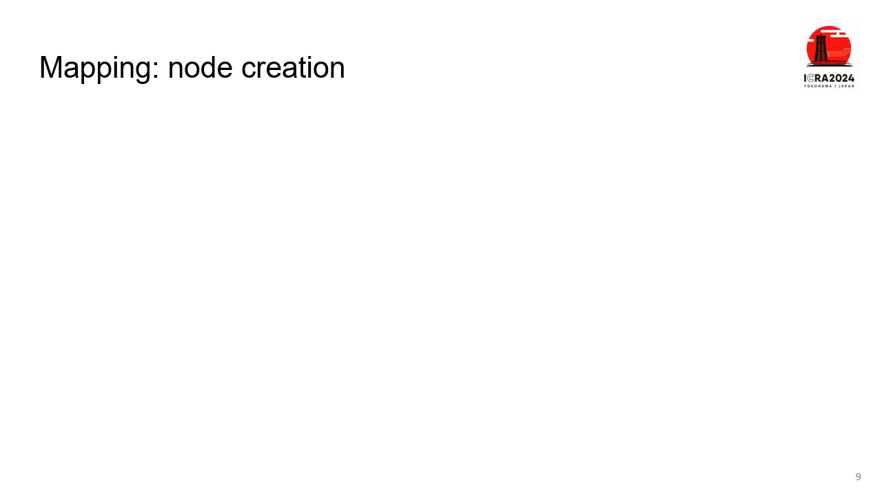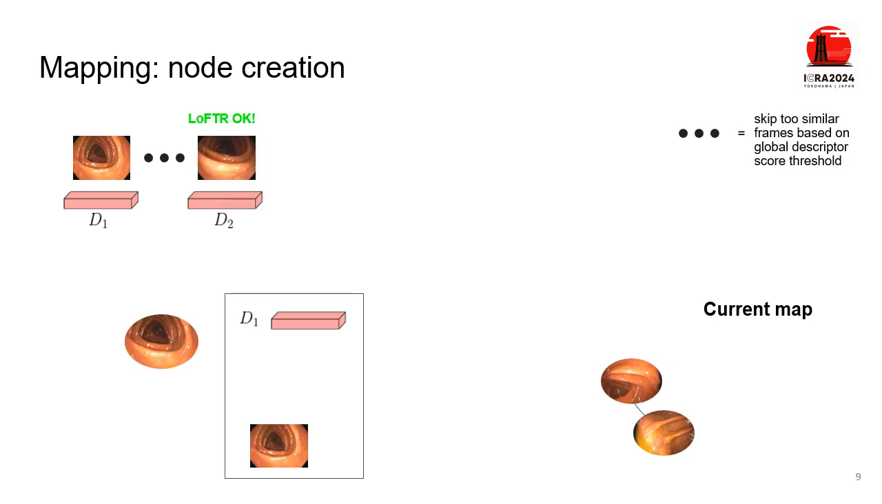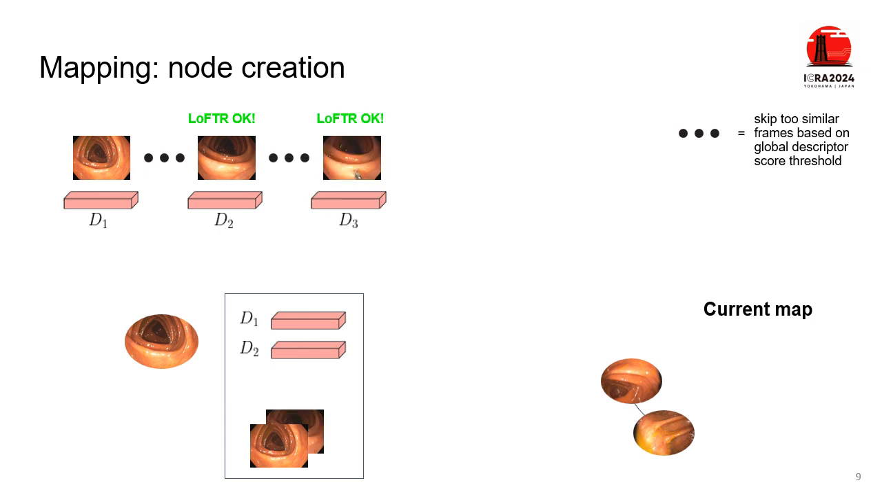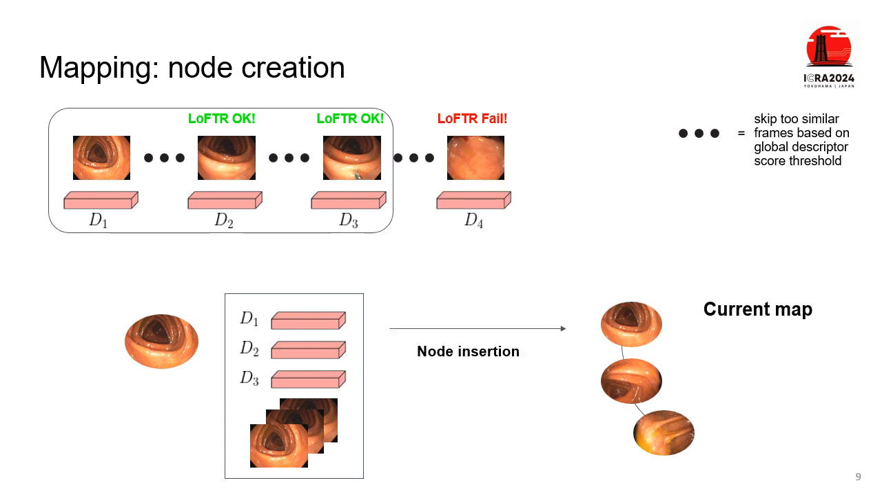We build nodes by grouping covisible images. Starting from a current map, we initialize a node with an image and a descriptor. Then we keep processing the sequence, skipping images that are too similar based on the global descriptor similarity. When an image is different enough, we run a LoFTR matching step, adding this image to the node if it is successful. We keep adding images to the node until LoFTR fails to find covisibility. Then the node is closed and added to the map, and a new node is started.